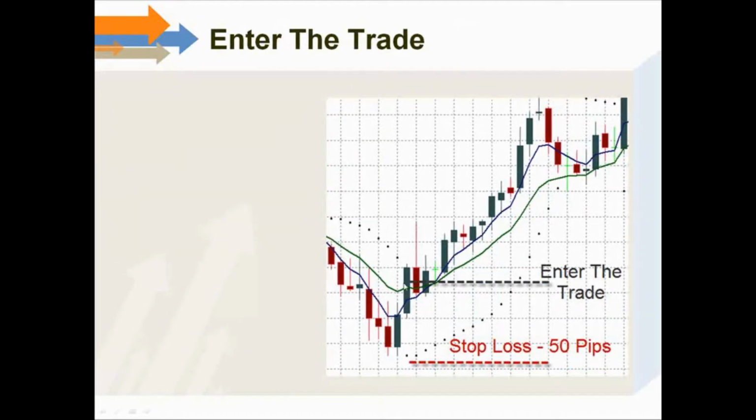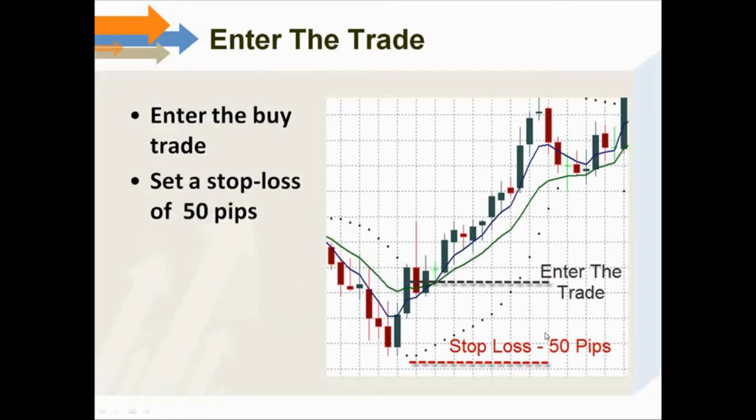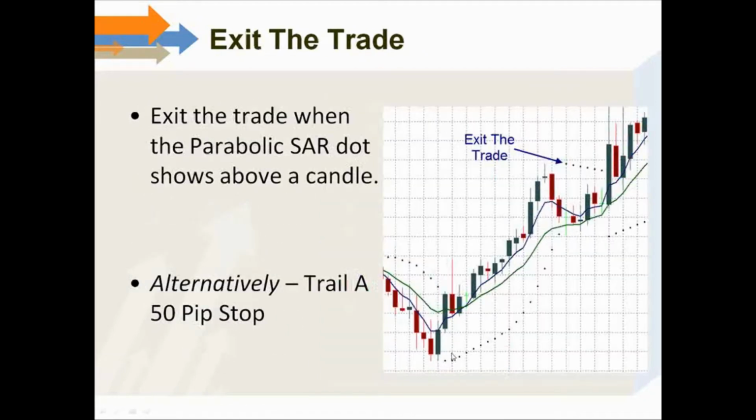We enter the trade at the point where this occurs, and we set a stop loss 50 pips back. So we enter our buy trade. Our stop loss is 50 pips behind, and then we're ready to manage the trade as we're in it. We stay in this trade until the Parabolic SAR dot appears above a candlestick, which in this case happened here.